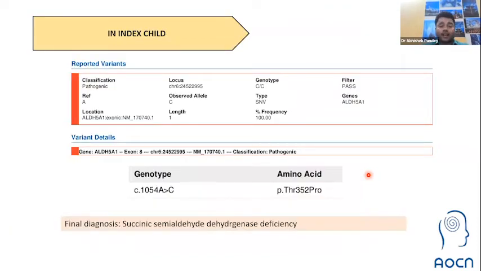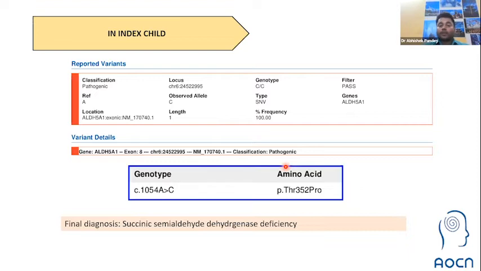So in our index child, in the whole exome sequence, there was a homozygous mutation of ALDH5A1, which basically encodes the tetrameric succinic semialdehyde dehydrogenase. Parental segregation was done, and in that both the parents were carriers.